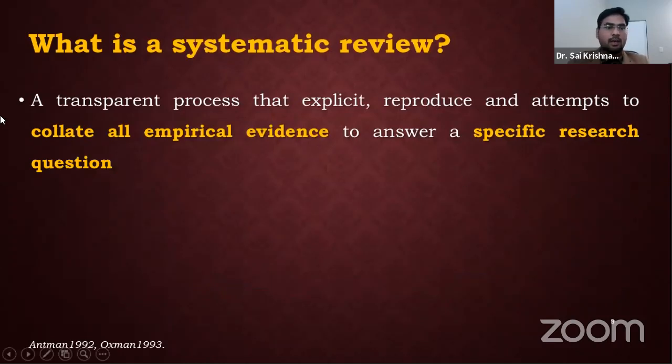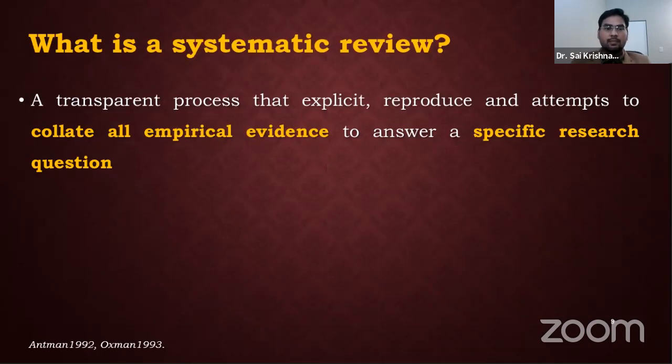Sorry, it was muted. Okay, so let's look at what a systematic review is. It's a transparent process that explicitly reproduces and attempts to collate all the empirical evidence in order to answer a single specific question. So what do I mean by this definition? Let's look at it in detail.